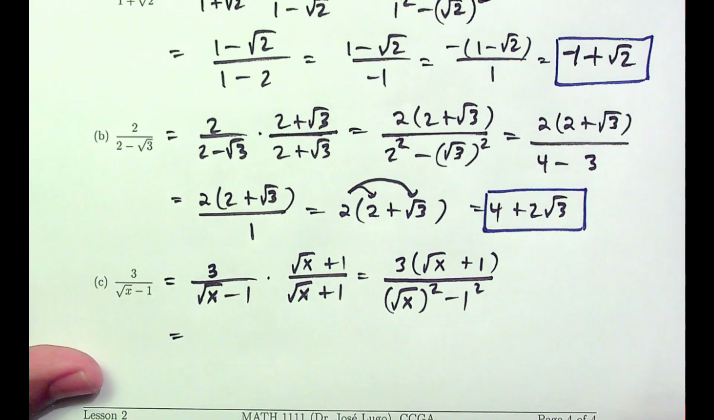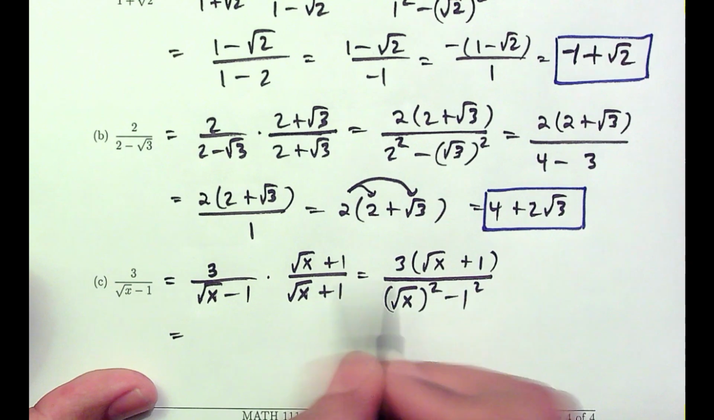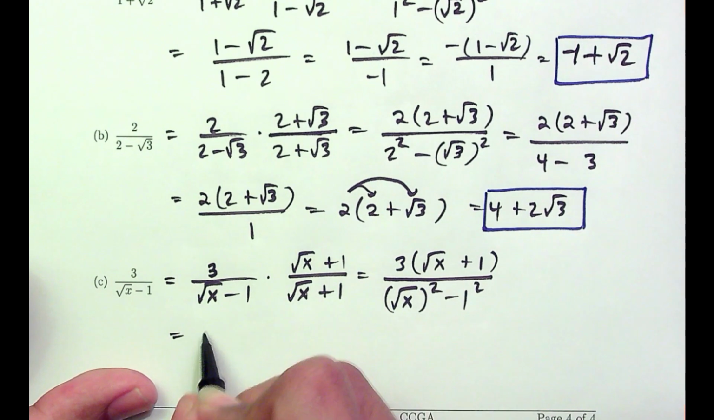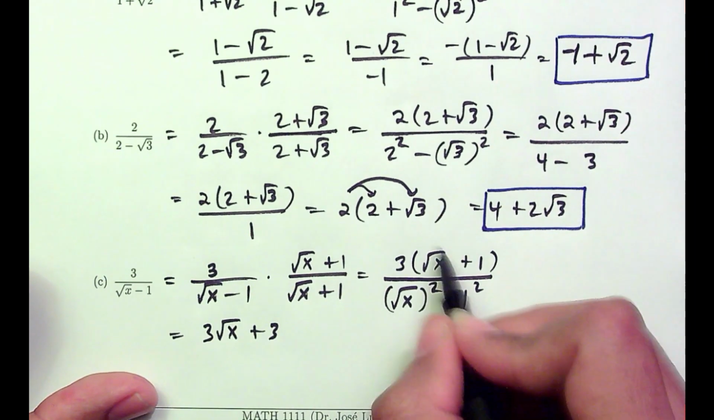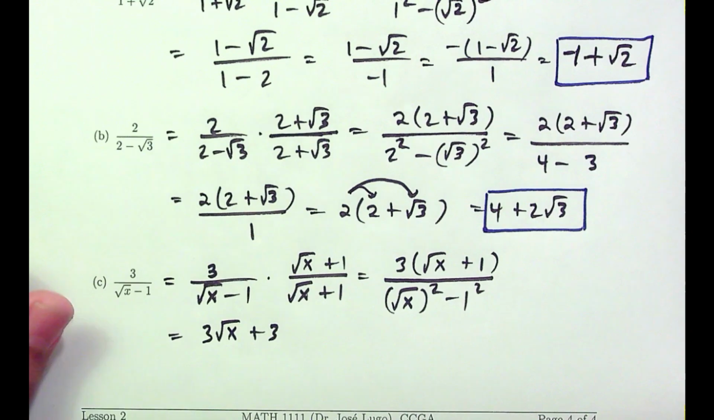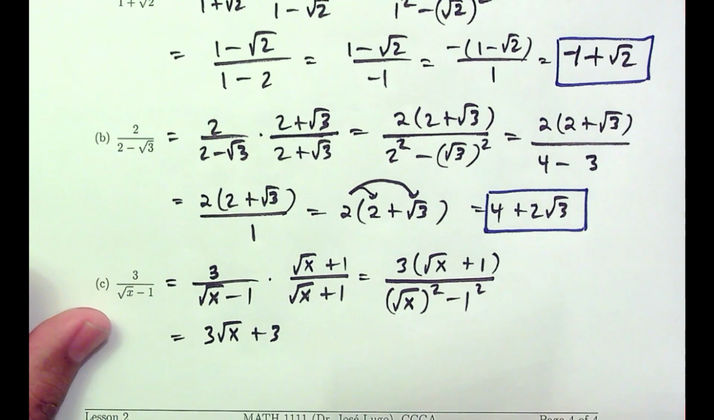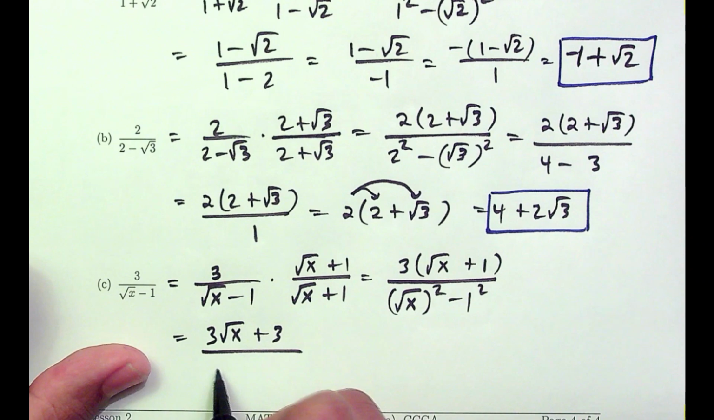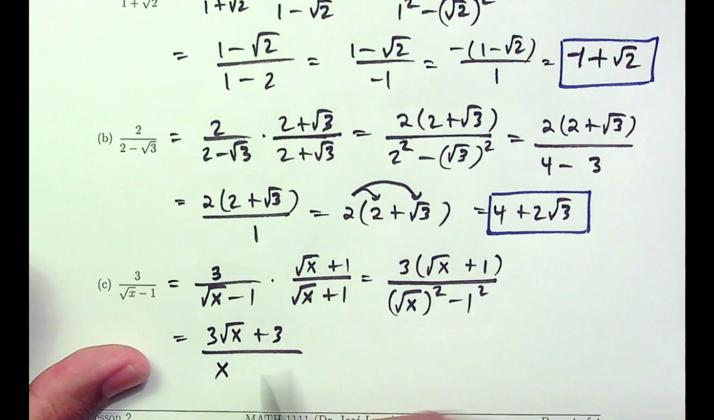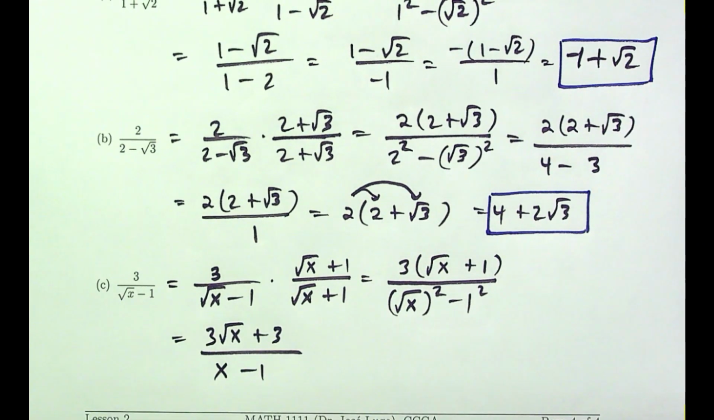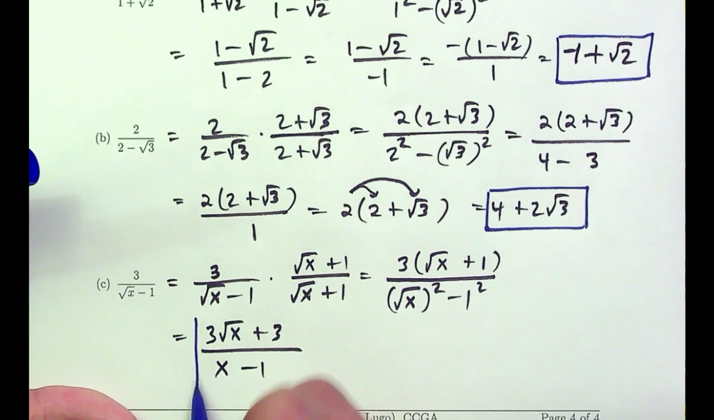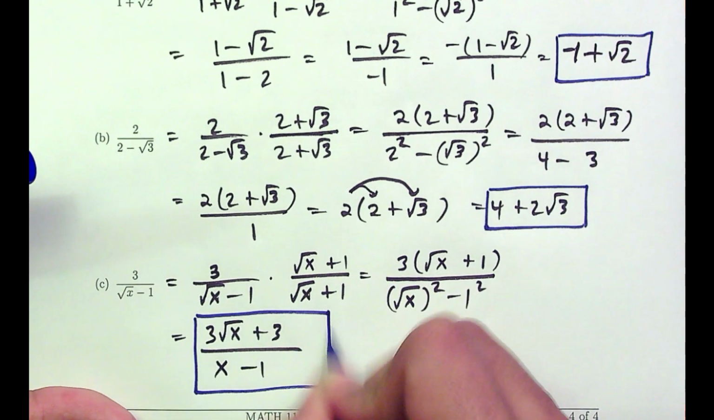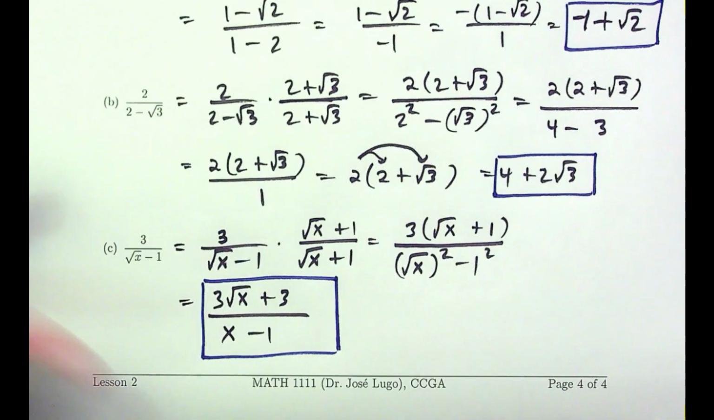Okay, now simplify. You can distribute here, so distributing would give 3 square root of x plus 3. Okay, 3 times square root of x plus 3, over square root of x squared, which would be x, and 1 squared is 1. And there's nothing else to do to simplify this. That's the final answer. Okay.